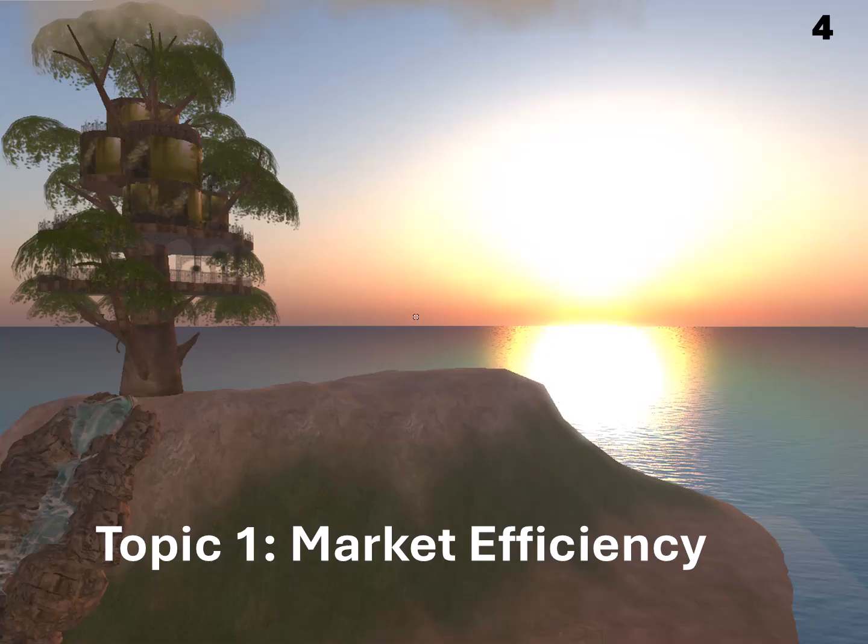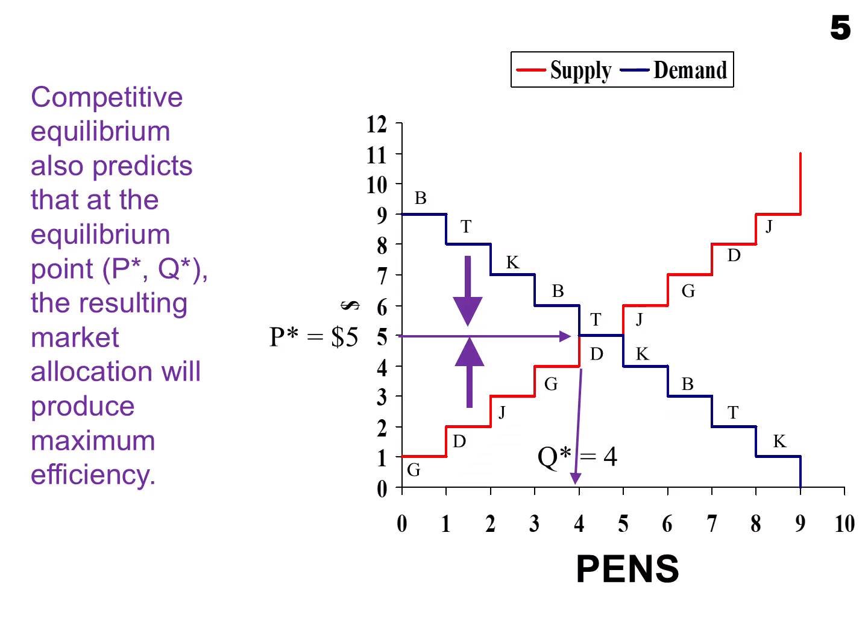We can think of market efficiency as a benchmark for market performance. When we look at the performance of actual markets, we can ask how efficient they are relative to our benchmark. Slide 5. Competitive equilibrium theory predicts that at equilibrium, the resulting market allocation will produce maximum efficiency. So first, we have to define what we mean by efficiency.